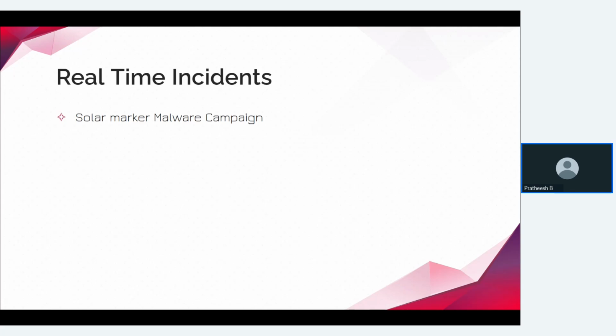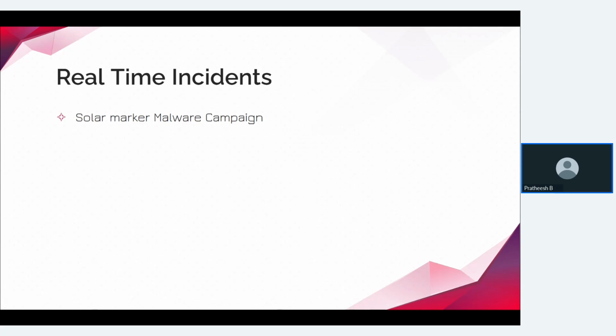Solar Marker malware campaign. So through this campaign, attackers used search engine optimization techniques to manipulate search engine results. So what happens is through this SEO technique, attackers push the malicious website to the top for specific keyword searches. Now, when users search for certain keywords related to business, finance, or software terms, they were directed to these malicious websites, and the compromised website hosted malicious PDFs and executables.